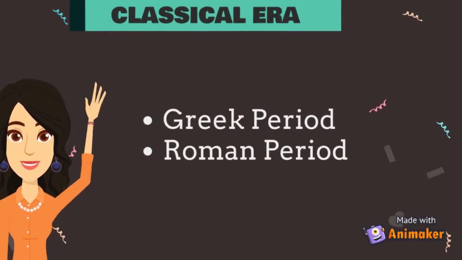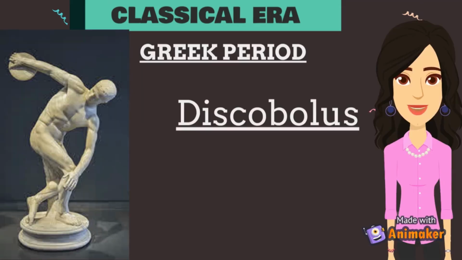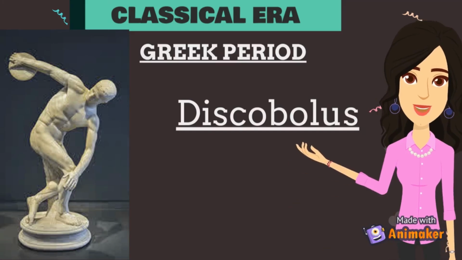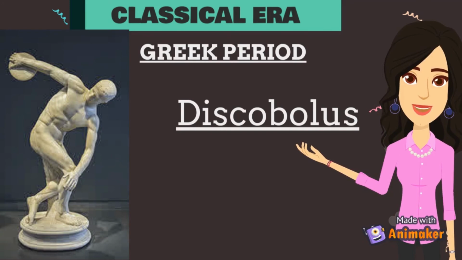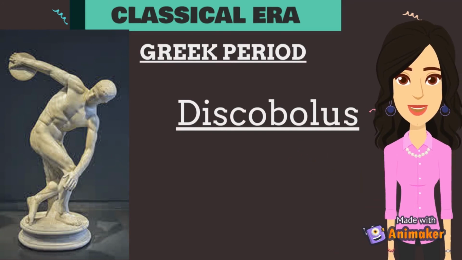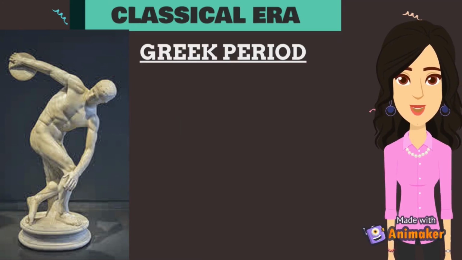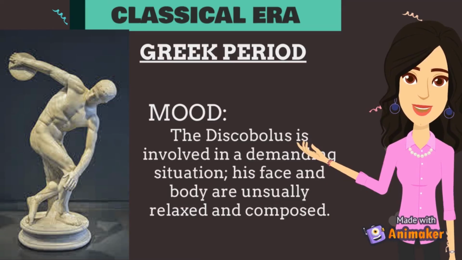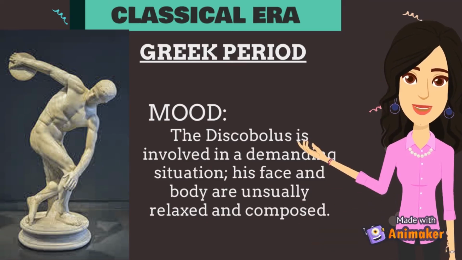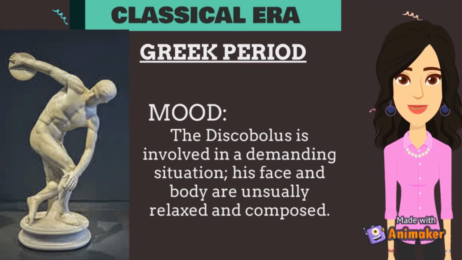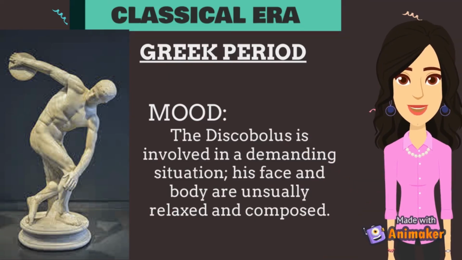Next is the Classical era featuring the Greek period and Roman period. For the Greek period, we have the featured artwork, which is the Discobolus. It is the discus thrower, an ancient Greek statue made by Myron in the Classical period during the 5th century BC. For the mood, the Discobolus is involved in a demanding situation. His face and body are unusually relaxed and composed. His head is turned towards his escorting equipment.